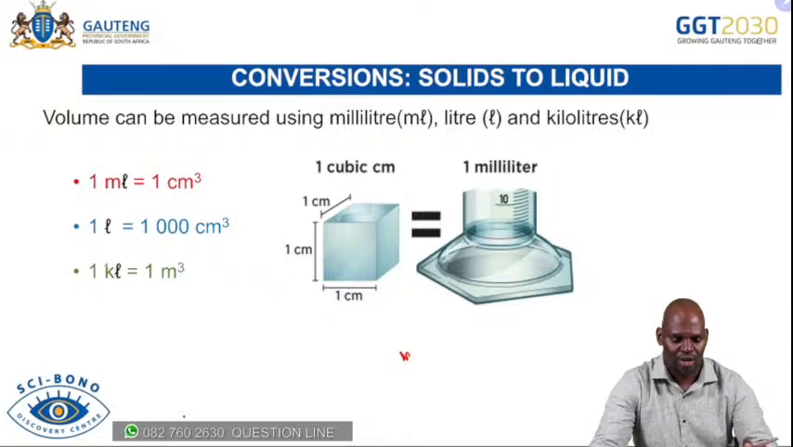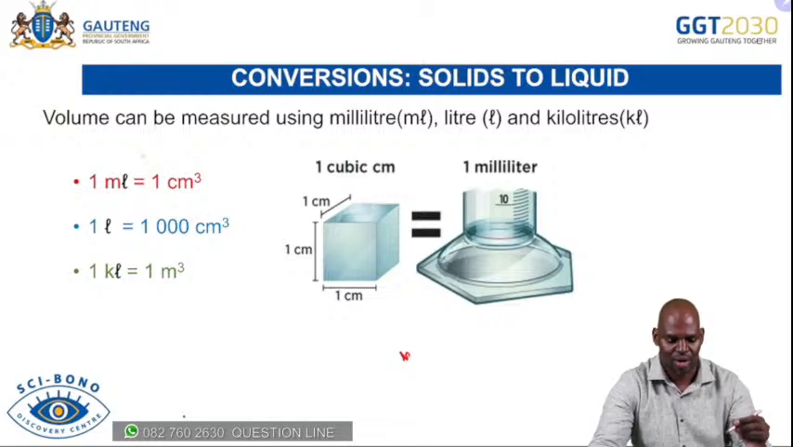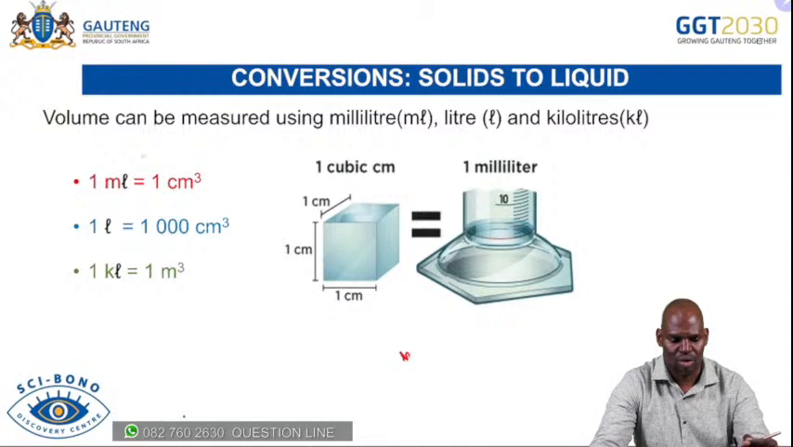So it means if you are given 1 milliliter and then they ask you to convert it to cubic centimeters, then the value will remain the same. The only thing that is going to change there is the unit. If you've got 1 liter and then you need to convert it to cubic centimeters, you multiply by 1,000, right?